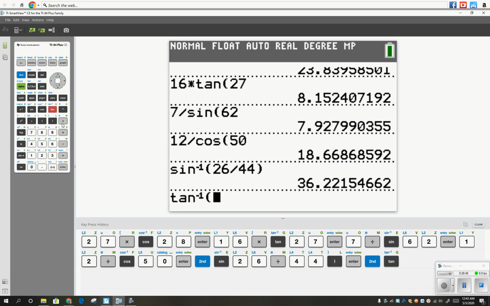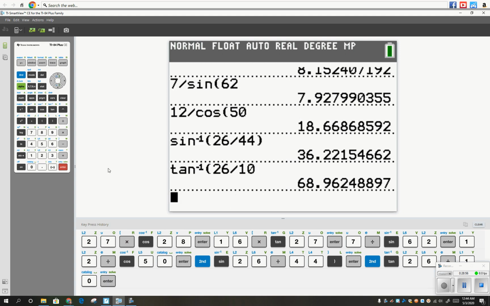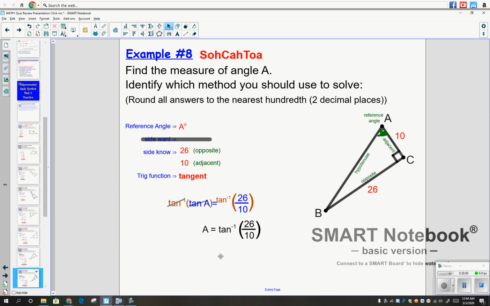Second tangent is tangent to the -1. That's tangent inverse of 26 divided by 10. And that equals 68.962, which rounded to the nearest hundredth is 68.96 degrees.